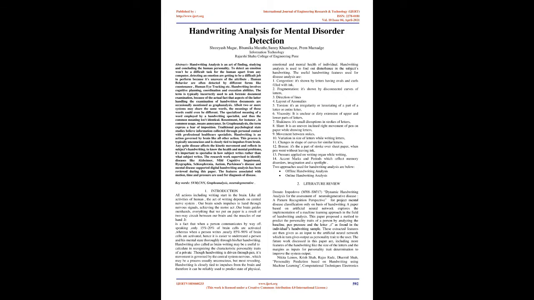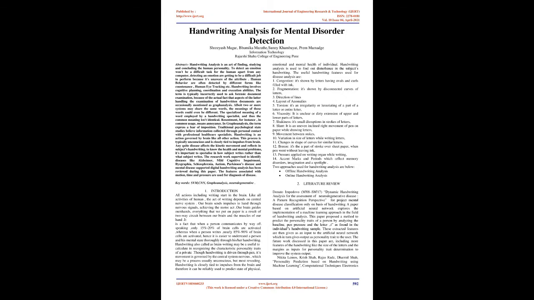Handwriting analysis is used to find out disturbance in the subject's handwriting. The useful handwriting features used for disease analysis are: 1. Congestion, shown by letters having ovals and curls filled with ink. 2. Fragmentation, shown by disconnected curves of letters. 3. Direction of lines.